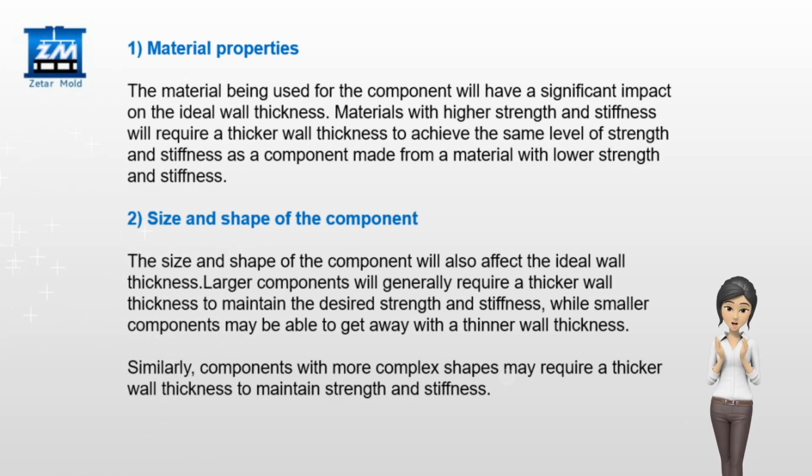Size and shape of the component. Size and shape of the component will also affect the ideal wall thickness. Larger components will generally require a thicker wall thickness to maintain the desired strength and stiffness, while smaller components may be able to get away with a thinner wall thickness. Similarly, components with more complex shapes may require a thicker wall thickness to maintain strength and stiffness.